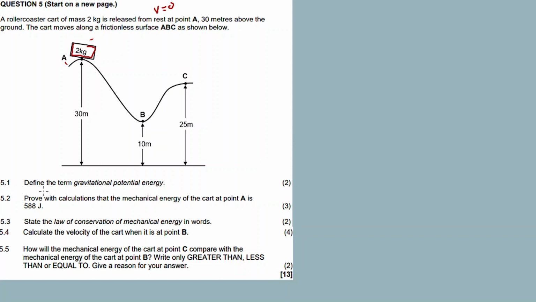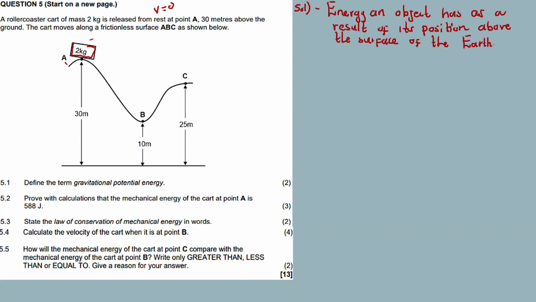Question 5.1: define the term gravitational potential energy. What is potential energy? When you are standing on the ground, your potential energy is 0. When you climb onto a building, your potential energy has increased. We can define it as the energy an object has as a result of its position above the surface of the earth.